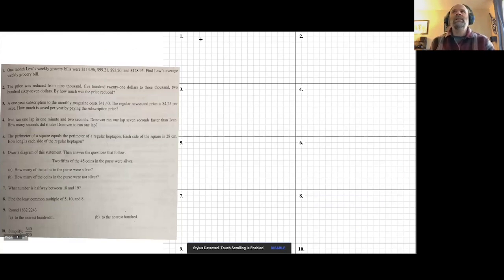All right, so we are going to do number 1 first, because that's normally what you do. Over 1 month, the weekly grocery bills were listed. Find the average weekly grocery bill. How do you find the average of 4 numbers?